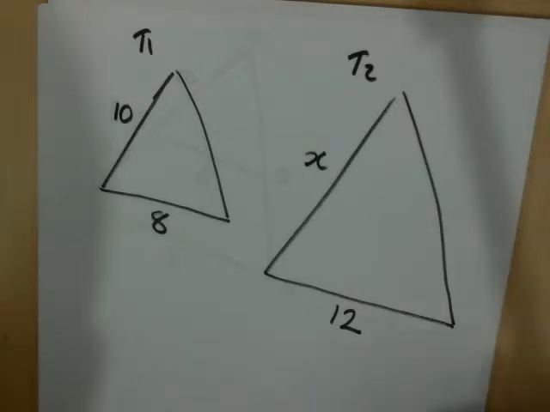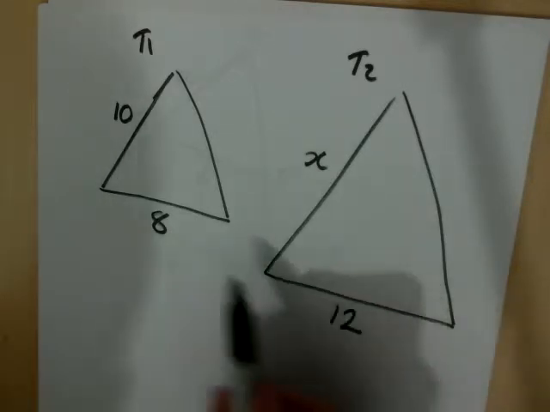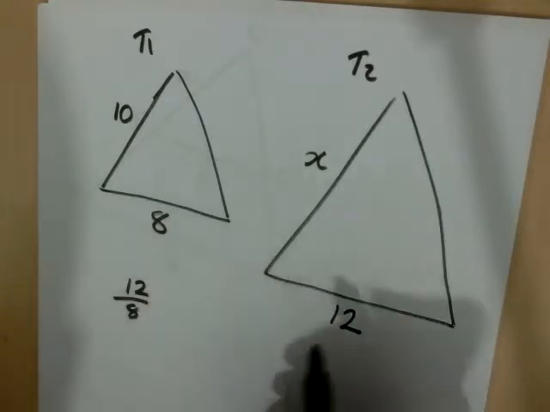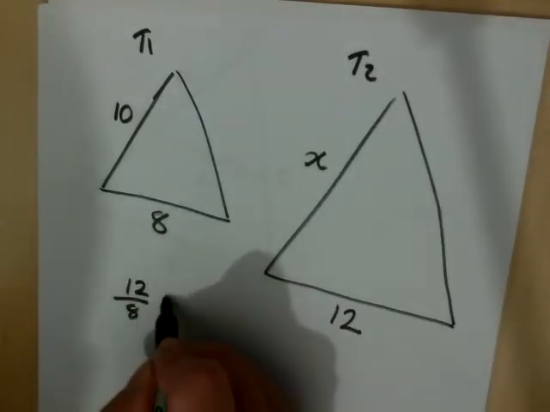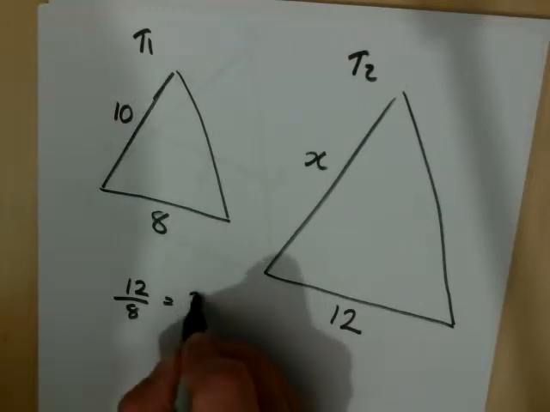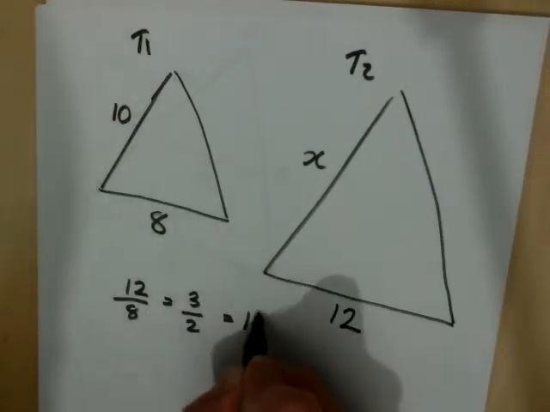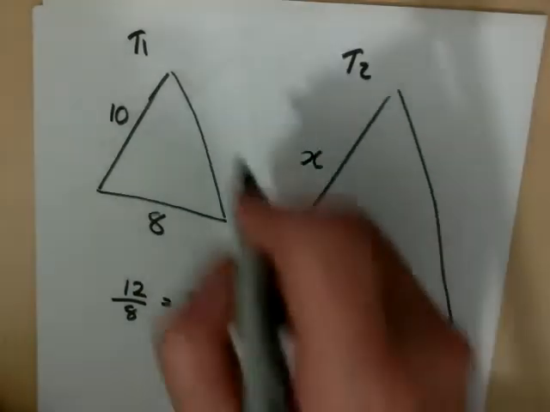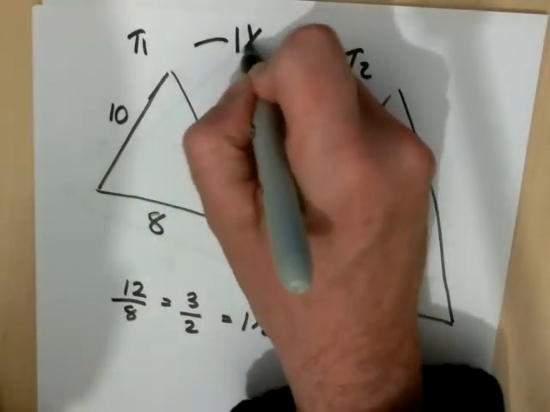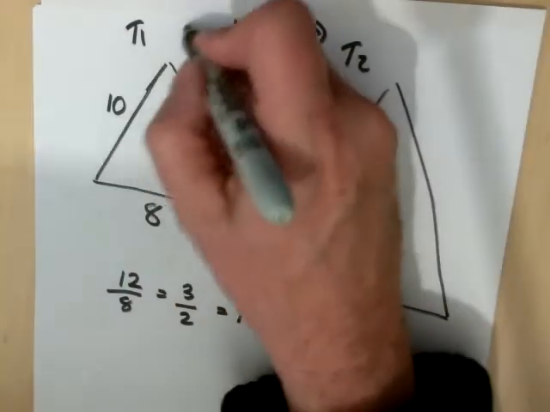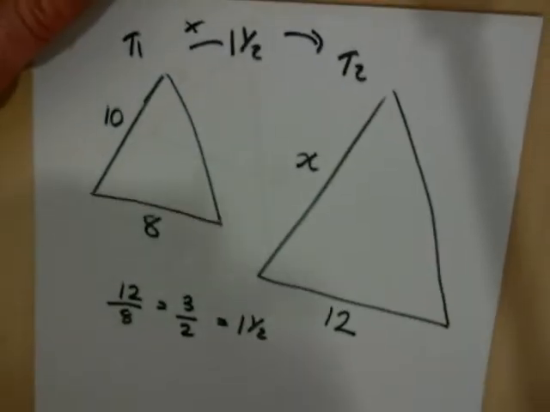Now, to work out the factor of enlargement, you take the corresponding sides and divide them. So we've got 12 over 8, and 4 is going to 12 3 times and going to 8 2 times. So we can see that the larger of the triangles is 1.5 times larger. T2 is 1.5 times larger than T1.